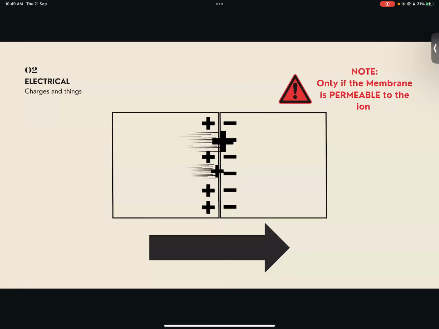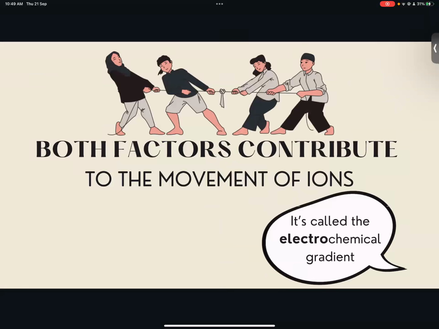Okay, so there's a lot of channels in your cell membrane, and based on whether or not those channels are open or closed, that determines what ion is able to pass through the membrane at any given time. So in this case, we're going to say that it's only permeable to the positively charged ions. I hope you're all with me so far.